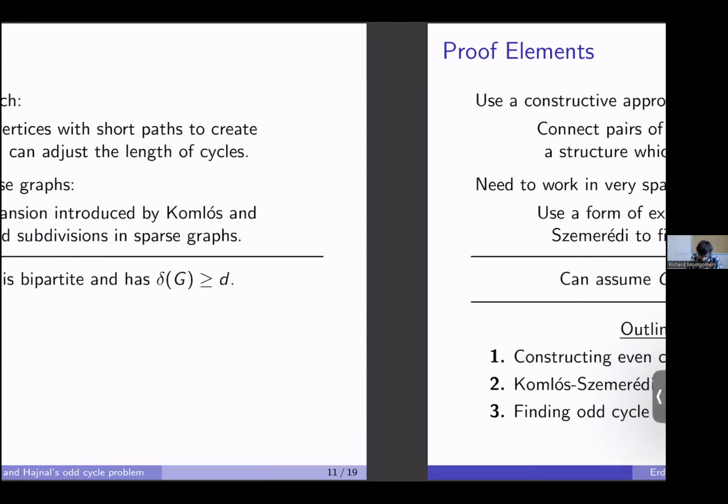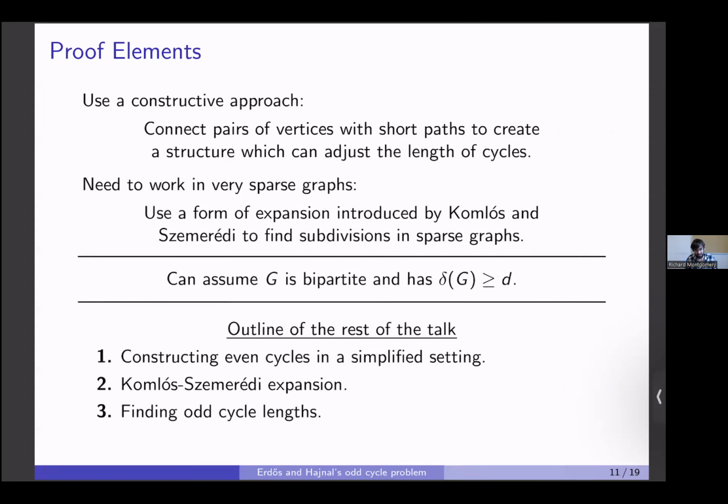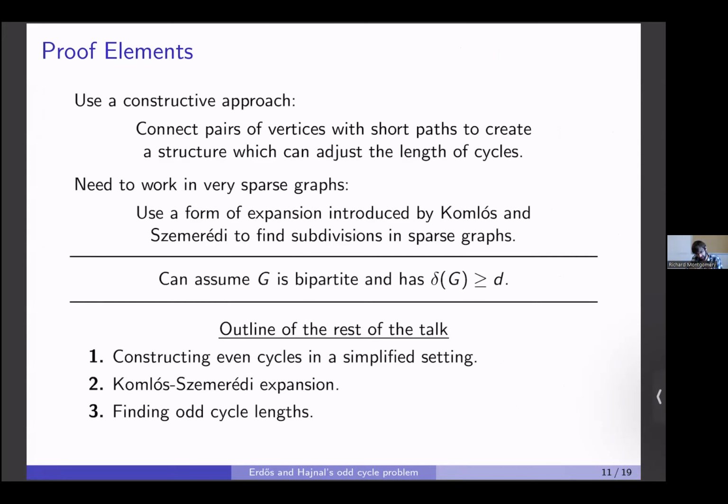For the rest of the talk, I'll talk a little bit about constructing our even cycles in a simplified setting. I'll put off saying anything technical about the Komlós–Szemerédi expansion until after that. Then finally, I'll say something about finding odd cycle lengths from this, and then cover a little bit the limitations of our methods at the very end.